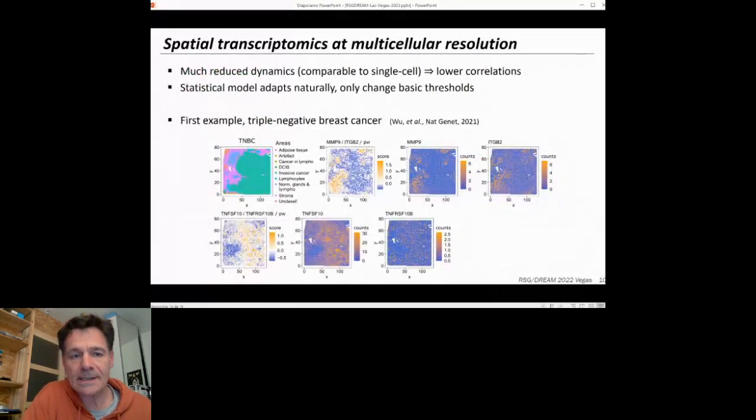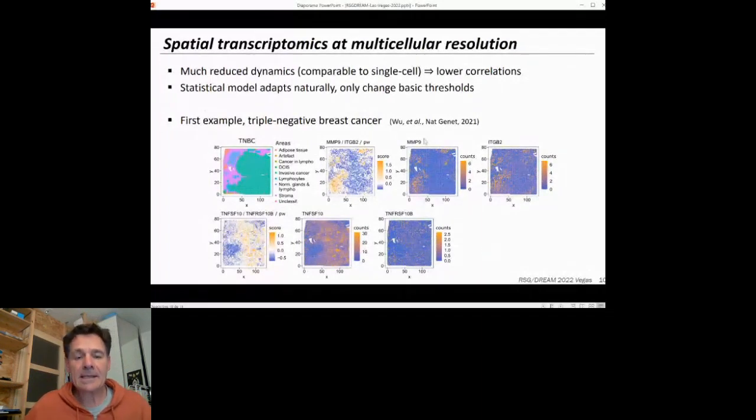Now, switching to spatial data. The thing is, spatial data with this Visium platform is basically single-cell data. So the depth is much reduced compared to RNA-seq, and the correlations you observe are also on a narrower range. But in fact, it works very well because the model learns by itself the null distributions of the correlations. There is basically nothing to do but to change a few thresholds that are a bit too high for spatial. You have to lower those thresholds a bit, and that's it.